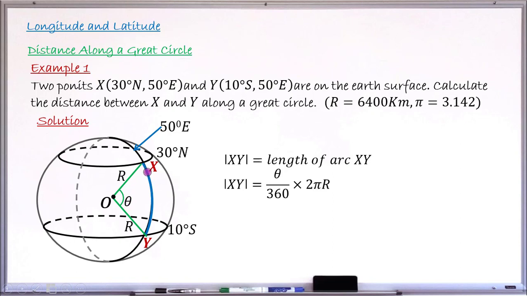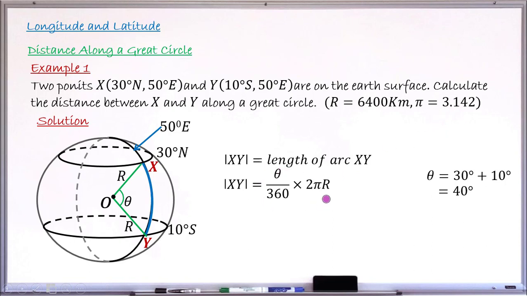And if I look at this now, the 2 points have latitudes north and south, so they are in different hemispheres. So to get my theta, what I'm going to do is add the latitude of x plus the latitude of y. So I have 30 plus 10. That gives me 40. That will be the angle theta. So I can now substitute, because I have r already in the question as 6,400 kilometers, and pi is given in the question as 3.142.